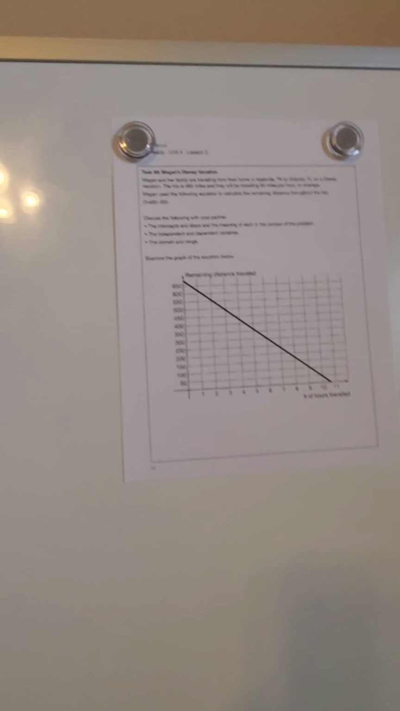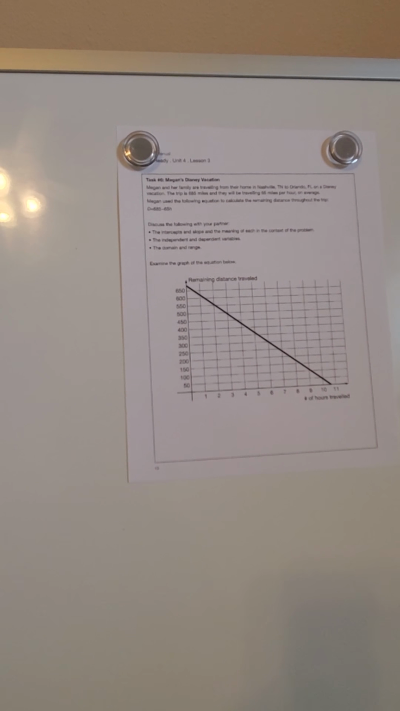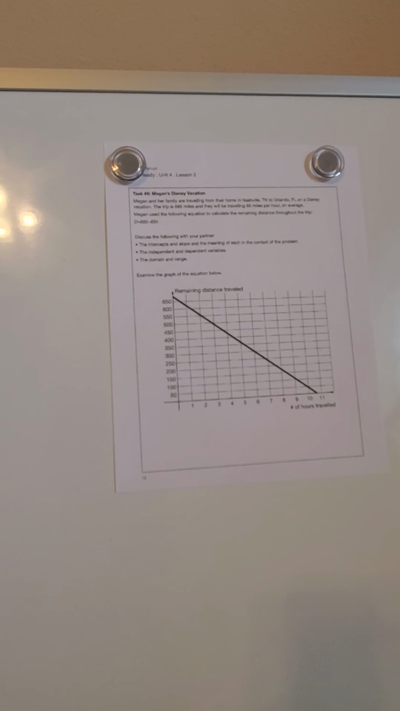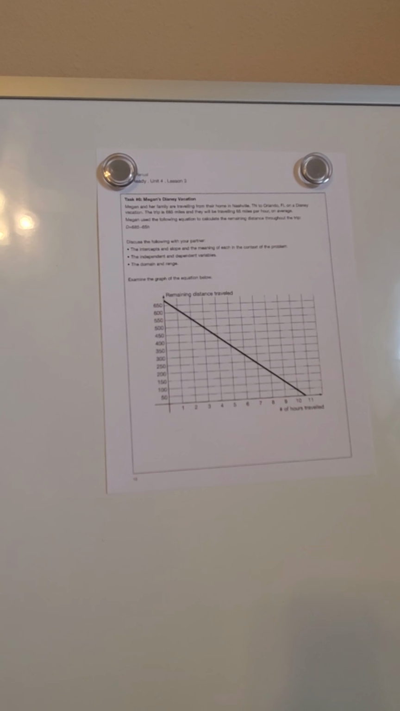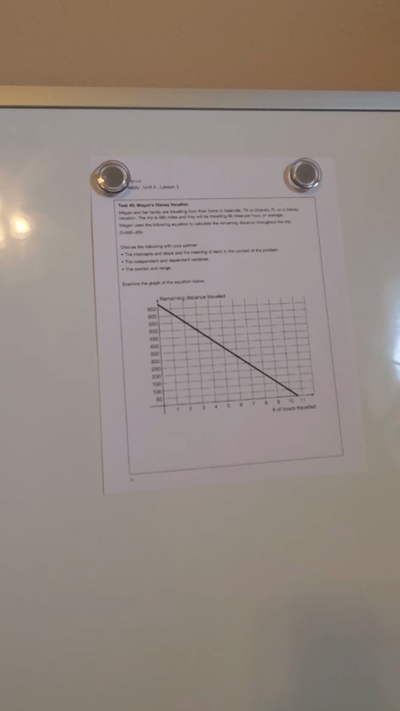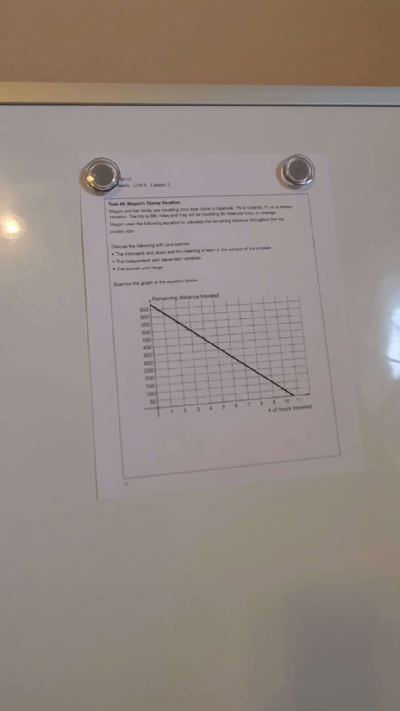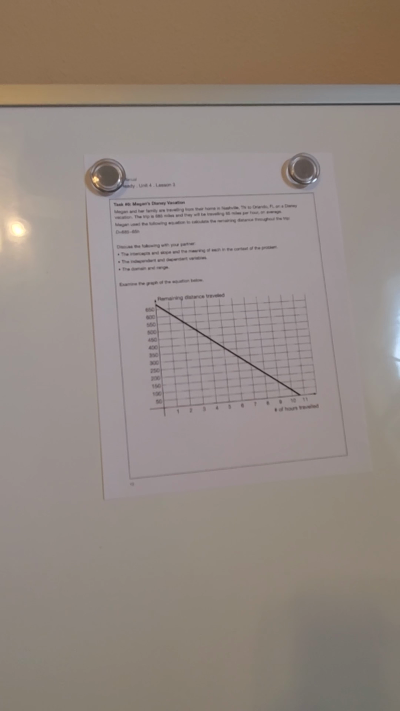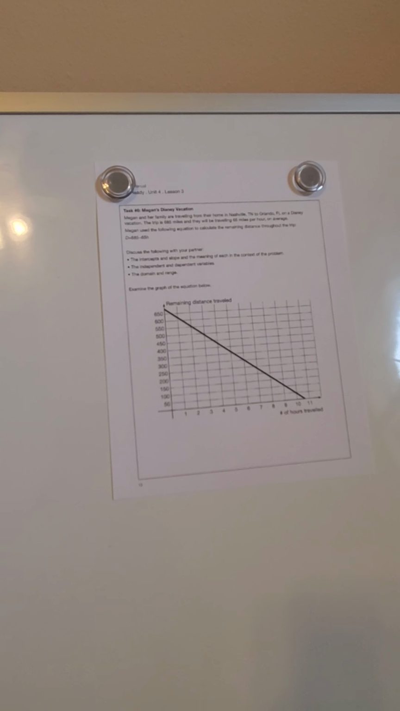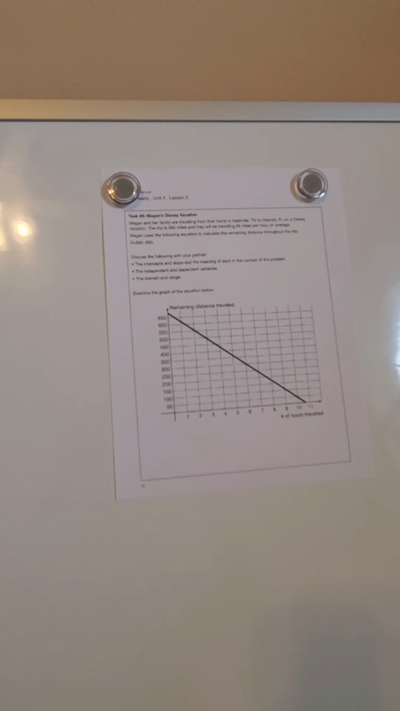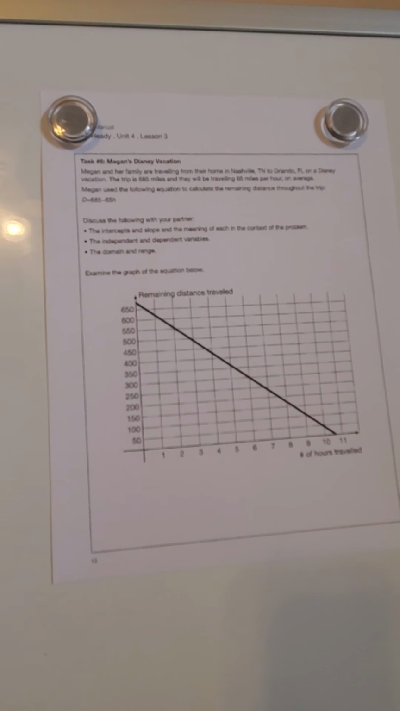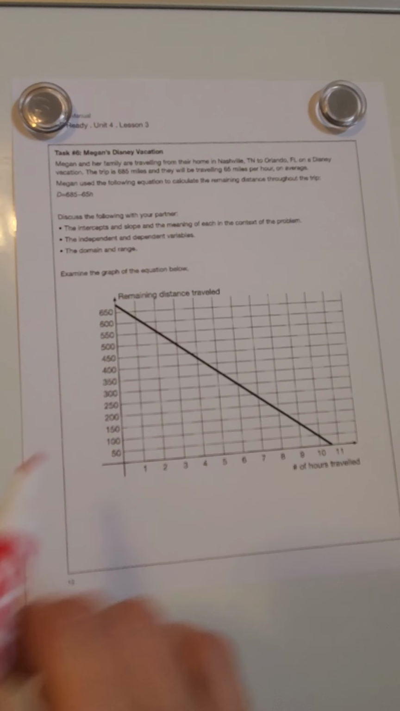But anyway, back to where we left off on lesson 3. We're looking at Megan's Disney vacation. It just says discuss the following with your partner. You don't have a partner to discuss with, but we can talk about the x-intercepts, y-intercepts, the slope, and what it means for each independent and dependent variable. So let's look at this. I just want you to get a little more comfortable with the concept itself, and then don't stress.